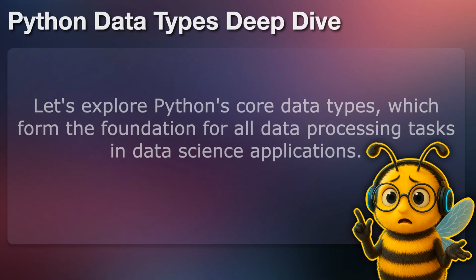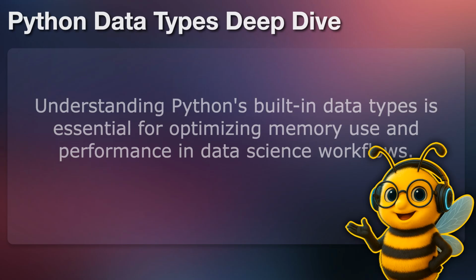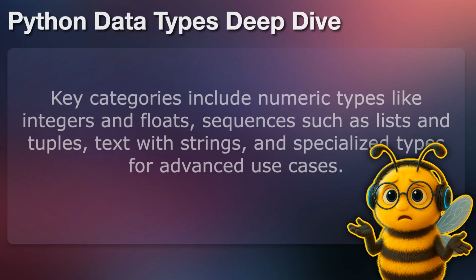Let's explore Python's core data types, which form the foundation for all data processing tasks in data science applications. Understanding Python's built-in data types is essential for optimizing memory use and performance in data science workflows. Key categories include numeric types like integers and floats, sequences such as lists and tuples, text with strings, and specialized types for advanced use cases.